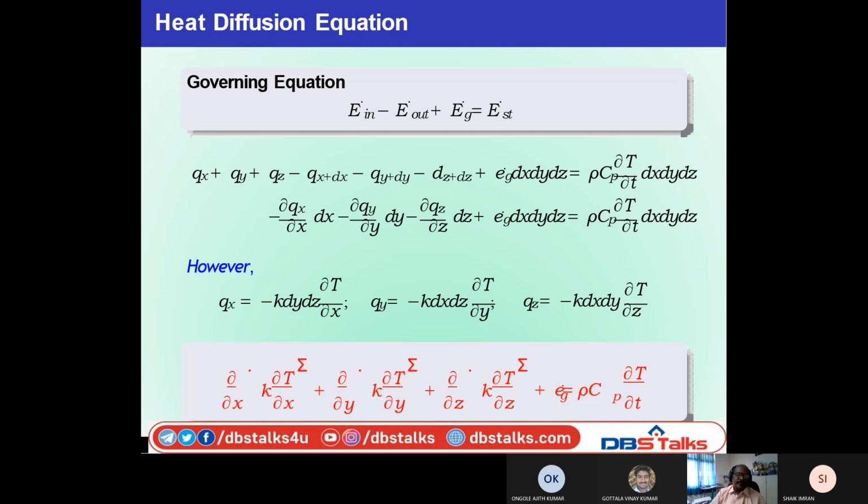If you simplify this equation, we'll get a differential equation: dou by dou x of k into dou T by dou x, plus dou by dou y of k into dou T by dou y, plus dou by dou z of k into dou T by dou z, plus Eg, equal to rho Cp into dou T by dou t. So this is a differential form. This is the three-dimensional differential equation for conductive heat transfer.